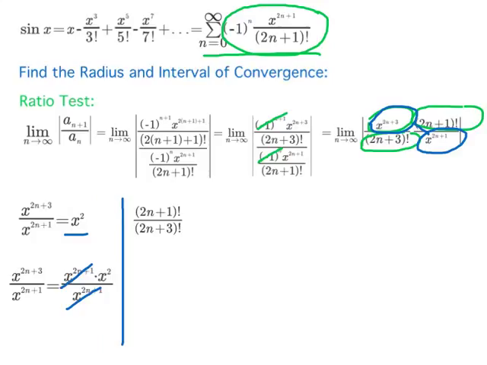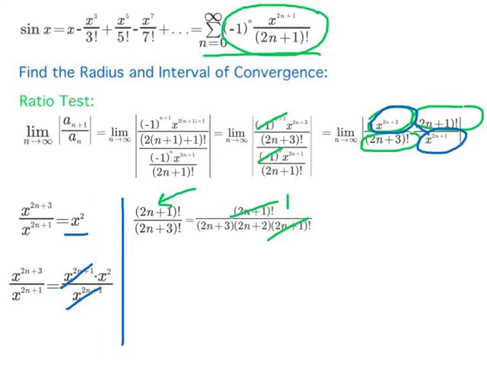Once I hit that 2n plus 1 times 2n times 2n minus 1 all the way down to 1, that happens to be the same thing as 2n plus 1 factorial. So I'm going to rewrite this as 2n plus 1 factorial divided by 2n plus 3 times 2n plus 2 times 2n plus 1 factorial, and now my 2n plus 1 factorials divide out to 1, and I end up with 1 over 2n plus 3 times 2n plus 2.